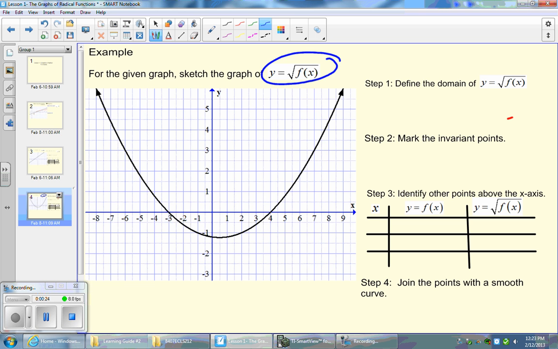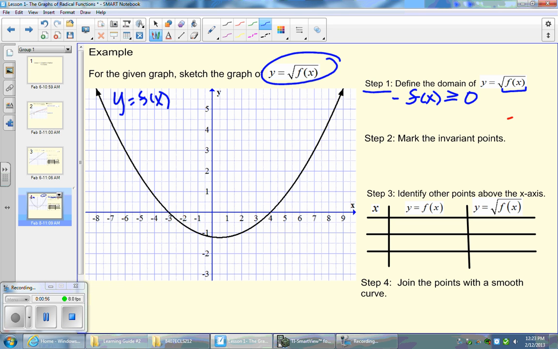The first step is defining the domain of the radical function, y is equal to the square root of f of x. To find the domain of this function, you take a look at the original function, y is equal to f of x. You cannot take the square root of a negative number, so you use that property to define the domain. So f of x has to be greater than or equal to 0. It cannot be negative.